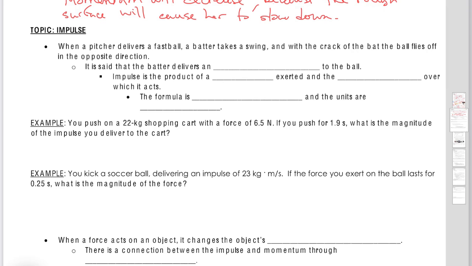When a pitcher delivers a fastball, a batter takes a swing, and with the crack of the bat, the ball flies off in the opposite direction. So it is said that the bat or the batter delivers an impulse to the ball. It's really the bat delivering the impulse, but the batter has to swing the bat. So impulse is the product of a force exerted and the time over which it acts.